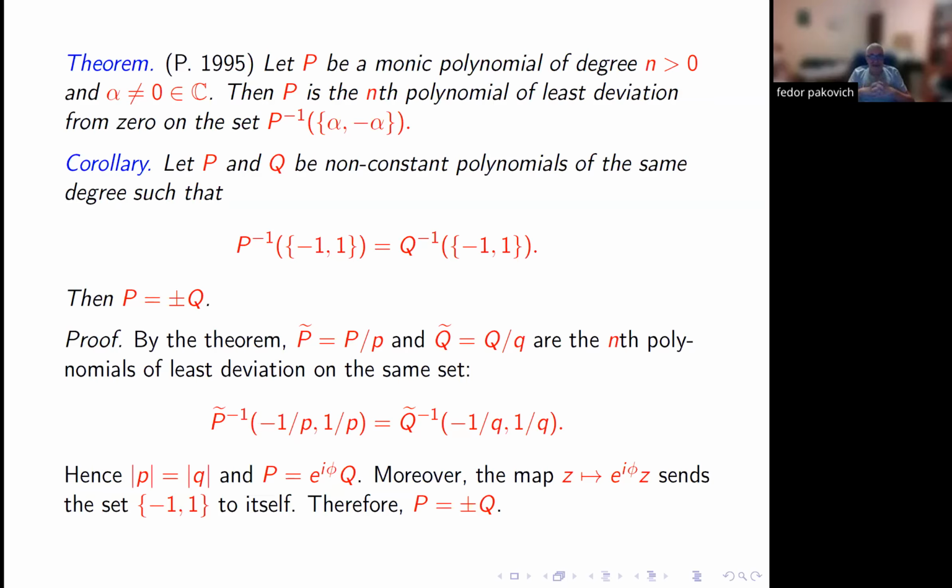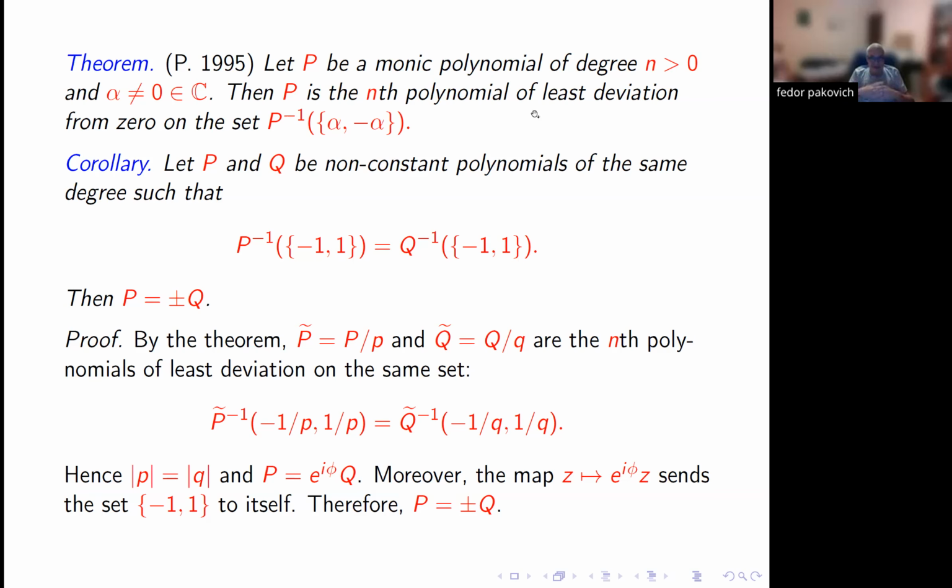So here is the theorem. Let's start from any monic polynomial P of degree n and take any complex number alpha. Then we can consider this preimage, and the theorem says that this polynomial will automatically be the nth polynomial of least deviation on this set. Again, we start not from a set, we start from a polynomial and a point. Then we take the symmetric point, and then we take the preimage. This preimage is a set, and the theorem says that for this set, this polynomial is the polynomial of least deviation.